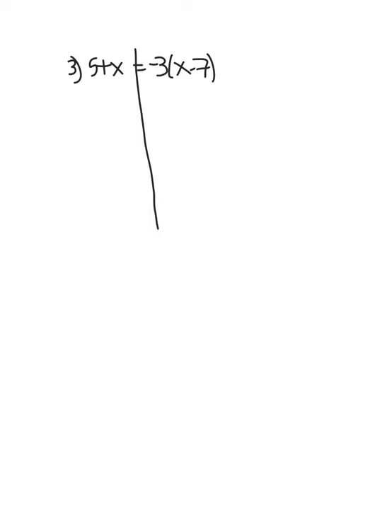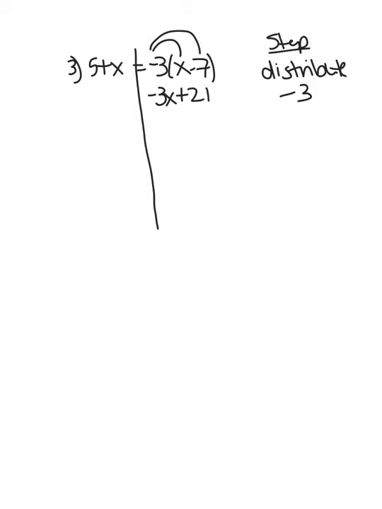We got to get rid of those parentheses, right? That is not simplified. So our first step is to distribute negative 3. We're going to multiply negative 3 times that x and get negative 3x. And we're going to multiply negative 3 times negative 7 and get a positive 21.